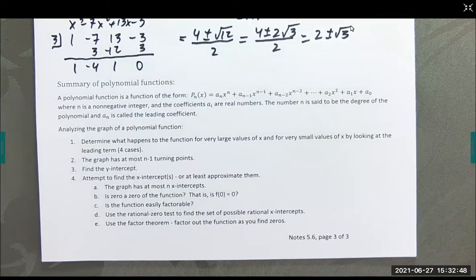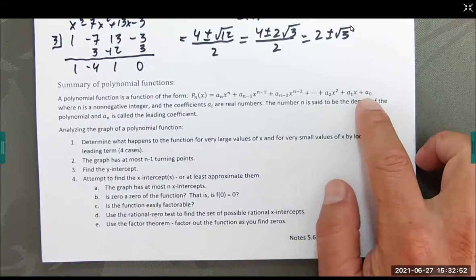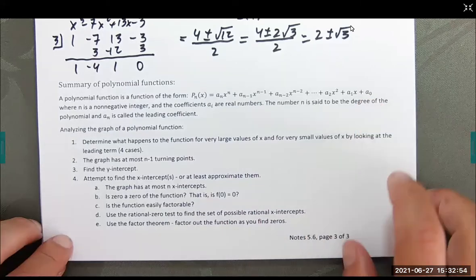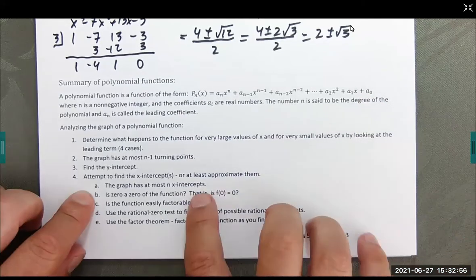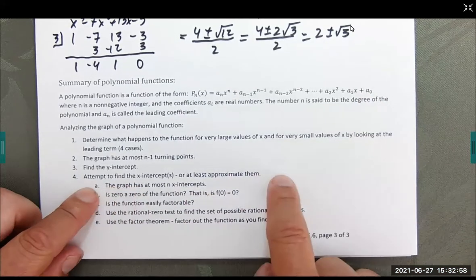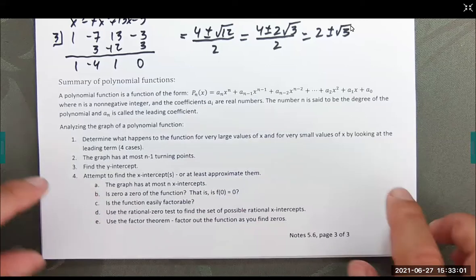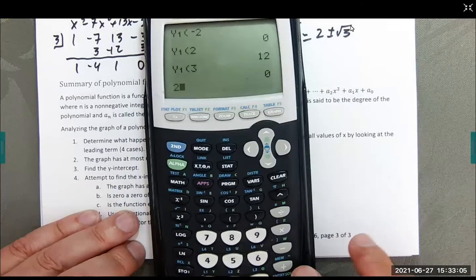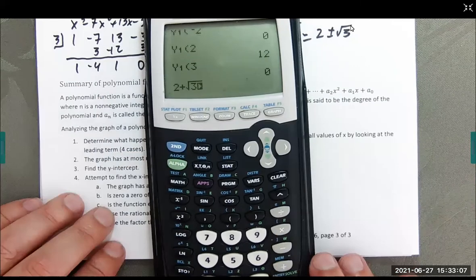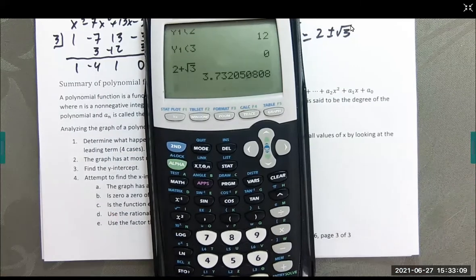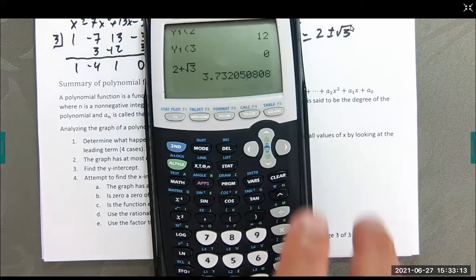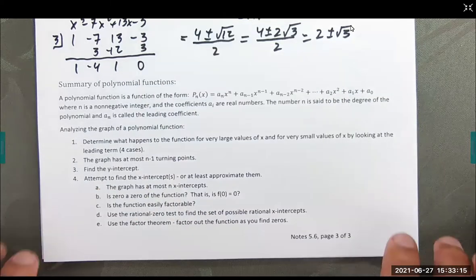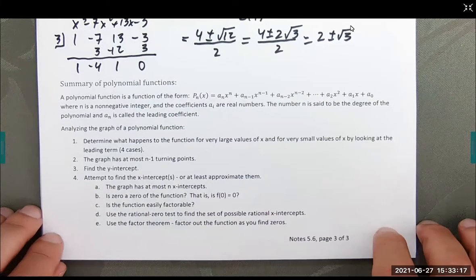Is 0 a zero of the function? Meaning, can you factor out an x? Is there not just like a number like that? Oops, I skipped down. Attempt to find the x-intercepts or at least approximate them. So for example, with this one, we could get a decimal approximation for those. 2 plus √3, so we would know it's a little more than 3.5, about 3.7, and we could figure out vaguely where that is on a graph. So even irrational ones we can use.